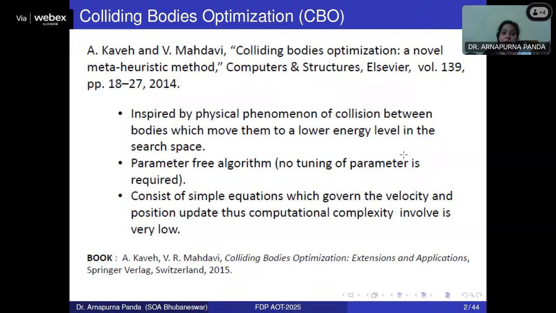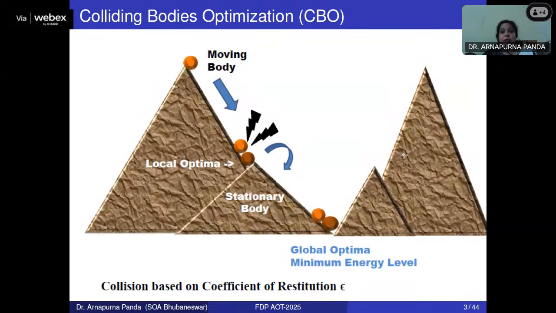This nature-inspired optimization algorithm consists of simple equations for velocity and position updation. We have to update the velocity and we have to update the position. So the computational complexity is very low here. So this is the concept.